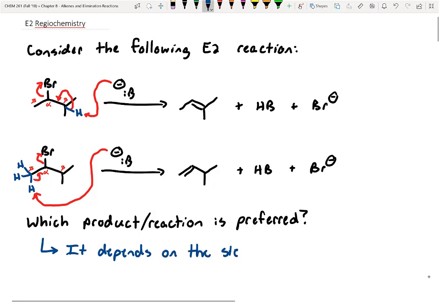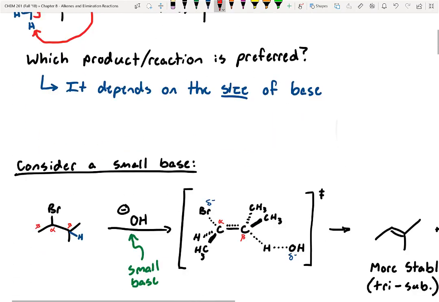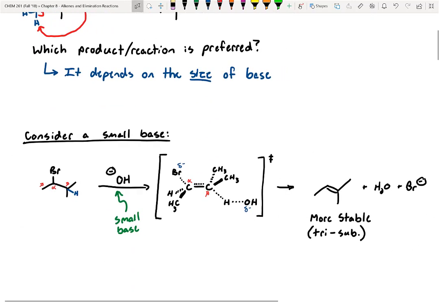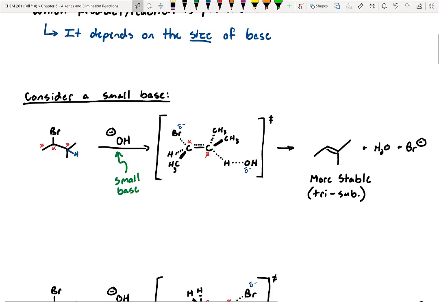If you look at that example that I gave you, I had generic B. I didn't say what base we were using, but if we had a bulky base, that would give us different results than if we had a small base. All right, so let's look at a few examples where we use different size bases. And let's start out looking at an example where we have a small base. So let's say we've got a small base and we do this first reaction.